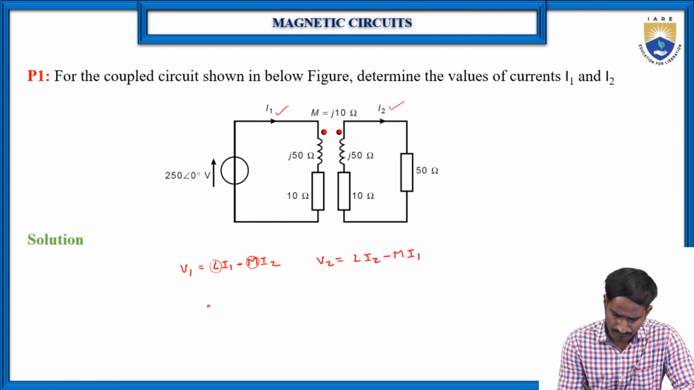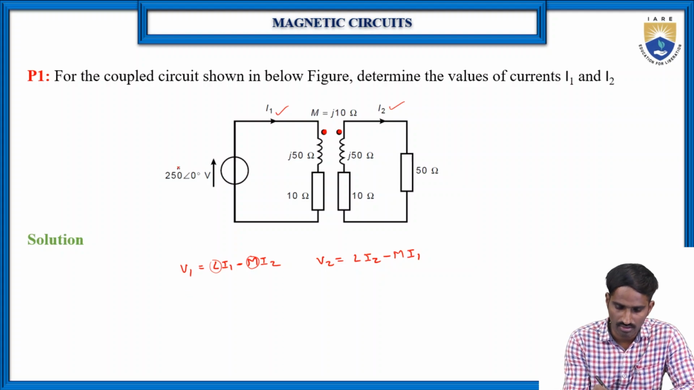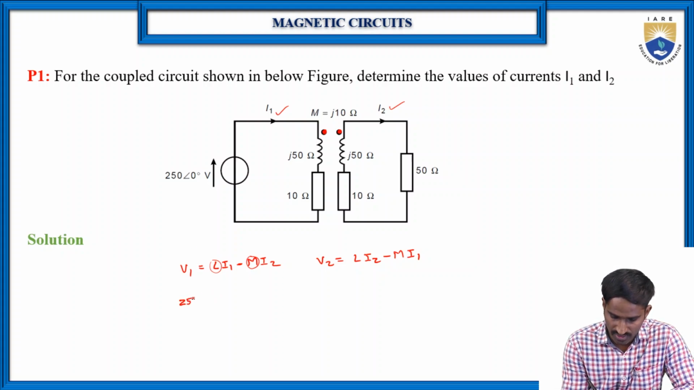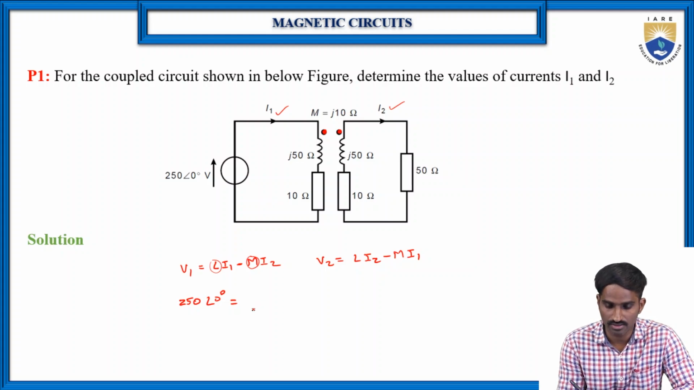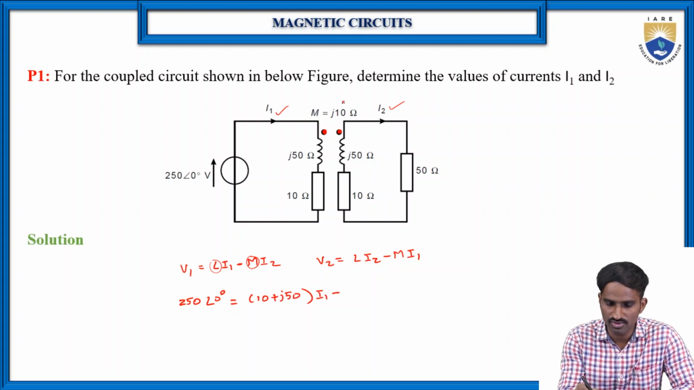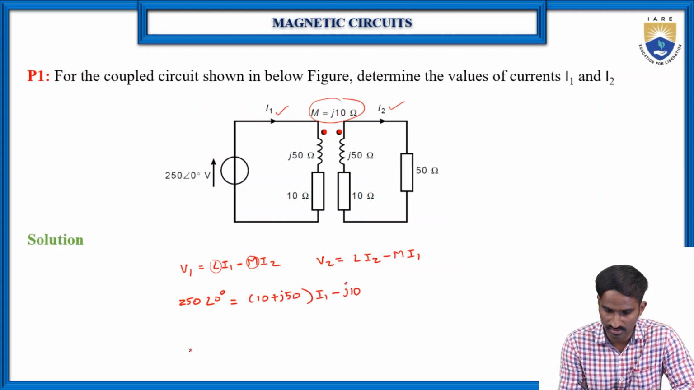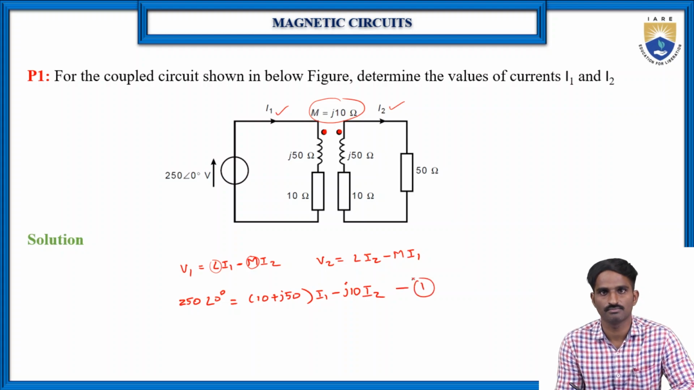So just try to write the voltage V1 equation with respect to the primary side. Already they have given V1, which is equal to 250 at an angle of 0 degrees, which is equal to the total impedance across this particular circuit. So here it is (10 + J50) into I1 minus the mutual inductance that they have given, which is J10, into I2. Let us consider this is equation number 1.